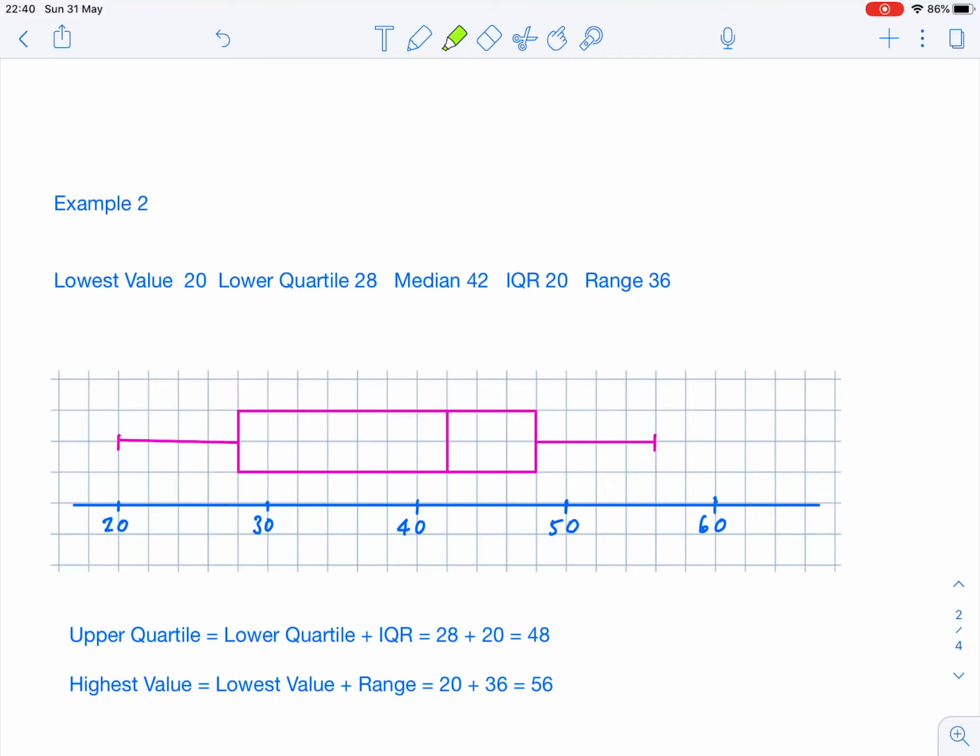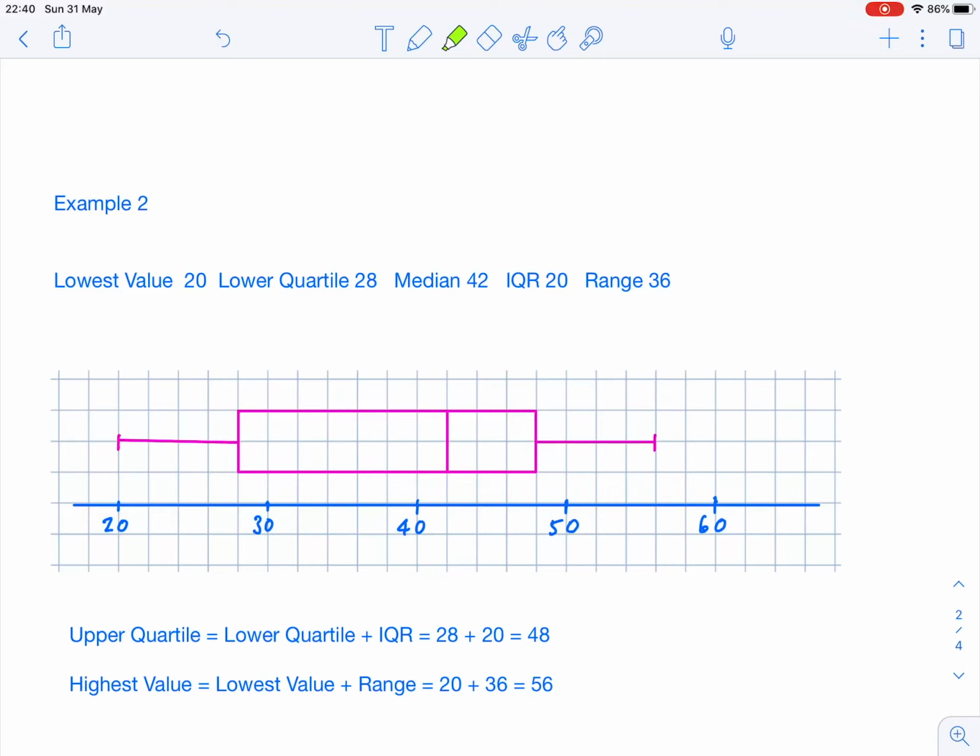So if we add the 20 onto the lower quartile, we'll get the upper quartile, which would be 48. And if we add the range, that's the distance from the lowest to the highest, onto the lowest value, 20 plus 36 will give us 56, and that will tell us where to do the top whisker.